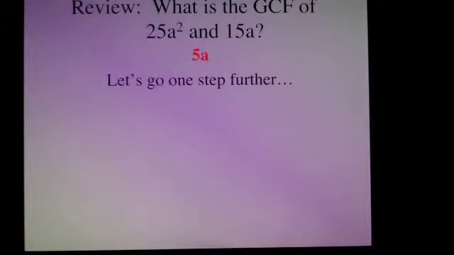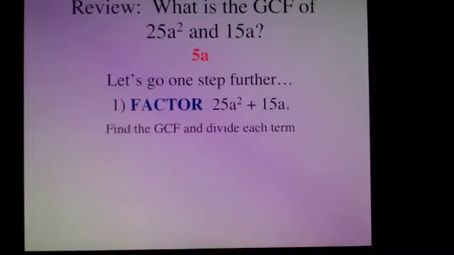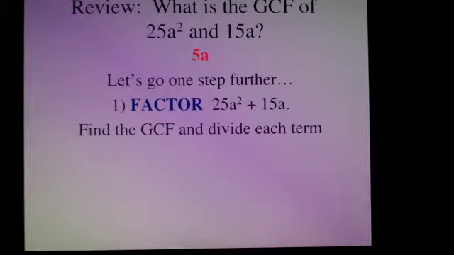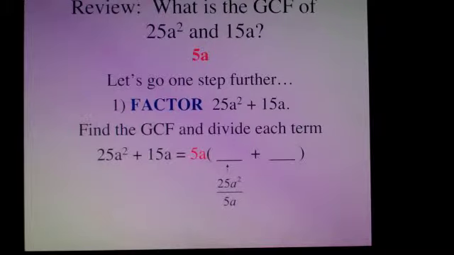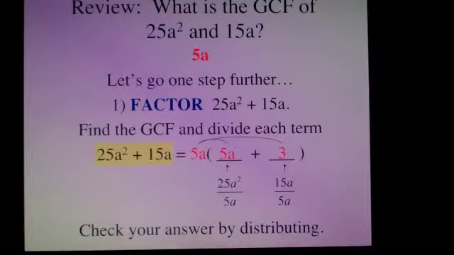With 5a out, what we can do is take this a little further along. We take our expression, find the GCF, and then divide each of the terms by the GCF. So 25a squared plus 15a is going to equal 5a, which is our GCF, times 25a squared divided by 5a, which is 5a, and 15a divided by 5a, which is 3. Now you can check your answer by distributing, and you'll find that you get 25a squared plus 15a when you multiply the terms by 5a.